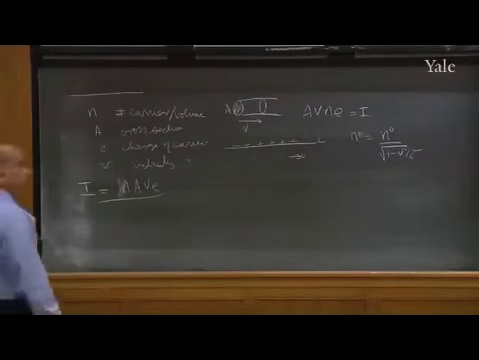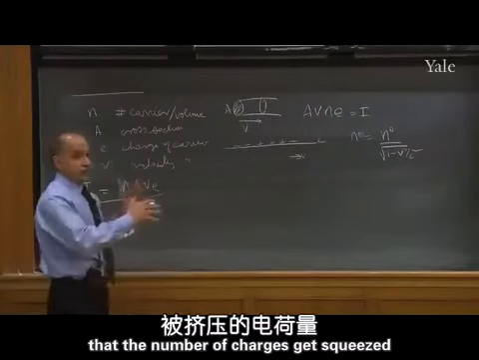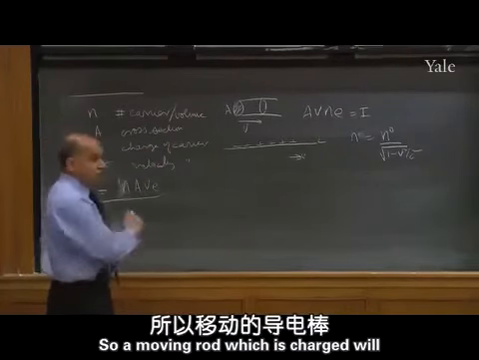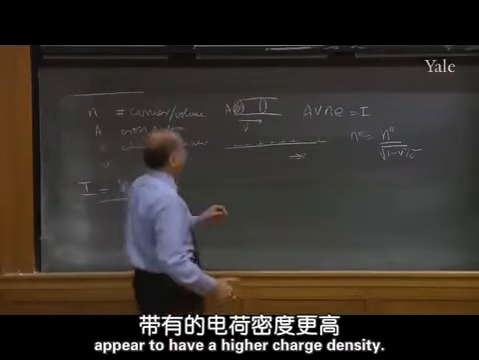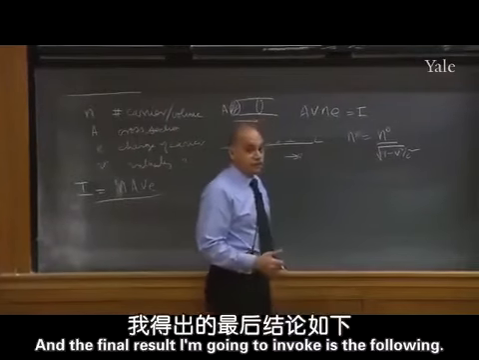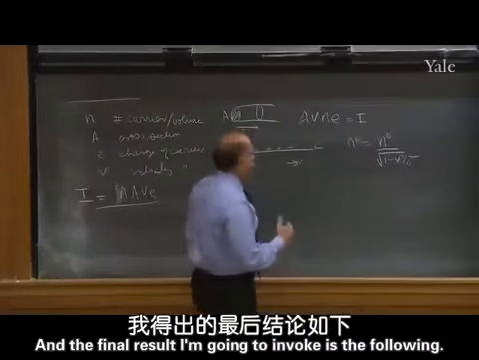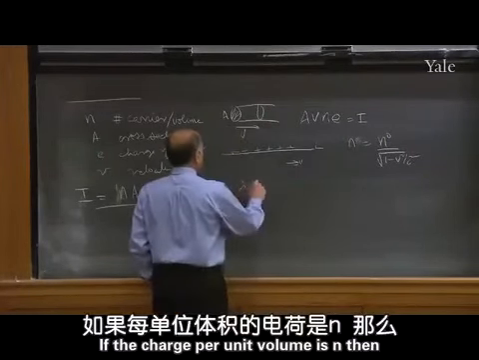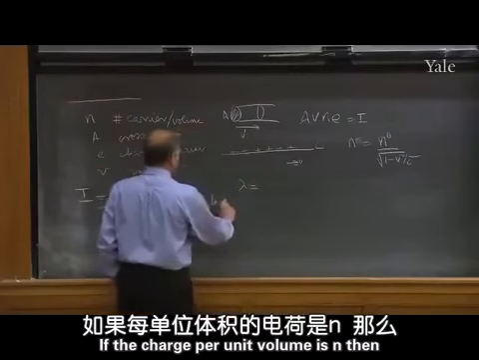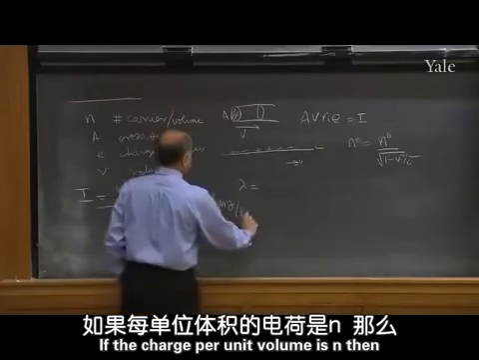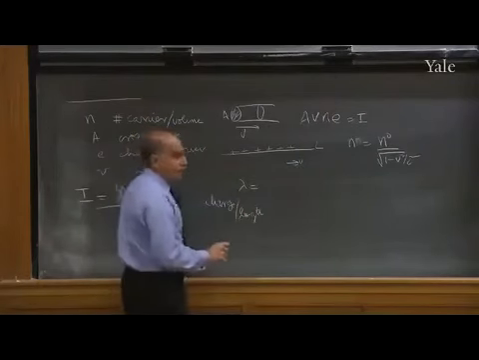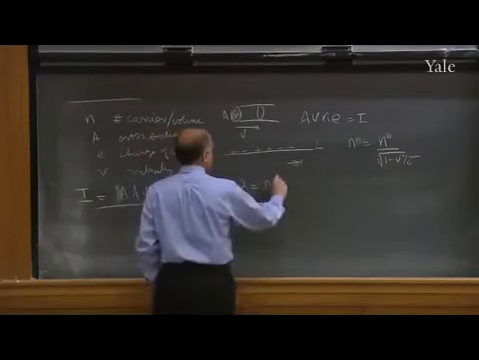This is a relativistic effect: the density, the number of charges, gets squeezed because the rod itself gets squeezed. So a moving rod which is charged will appear to have a higher charge density. And the final result I'm going to invoke is the following. What is the charge per unit length? If the charge per unit volume is n, I claim the answer is n times A.